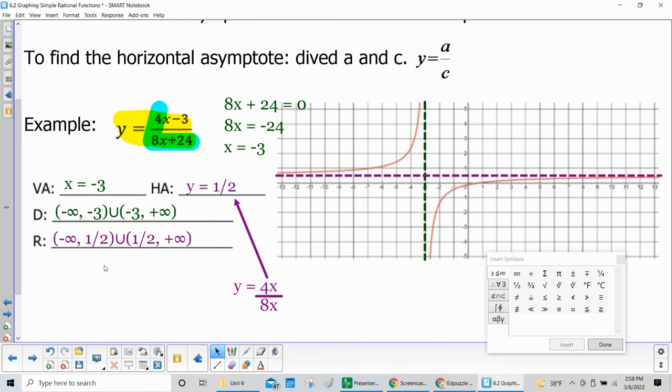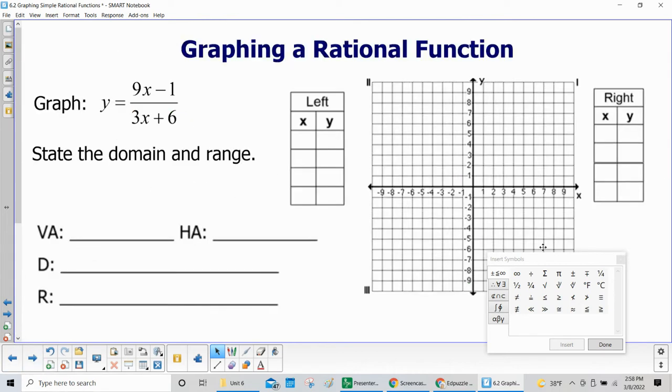So just a quick example here. If we wanted to graph this kind of rational function, if it wasn't already graphed for us, we're going to do the exact same steps as before. We're going to figure out our vertical and horizontal asymptote, which means we'll also know our domain and range. We're going to plot those, draw those on the graph, and then we're just going to use our graphing calculator to figure out all of the other numbers.